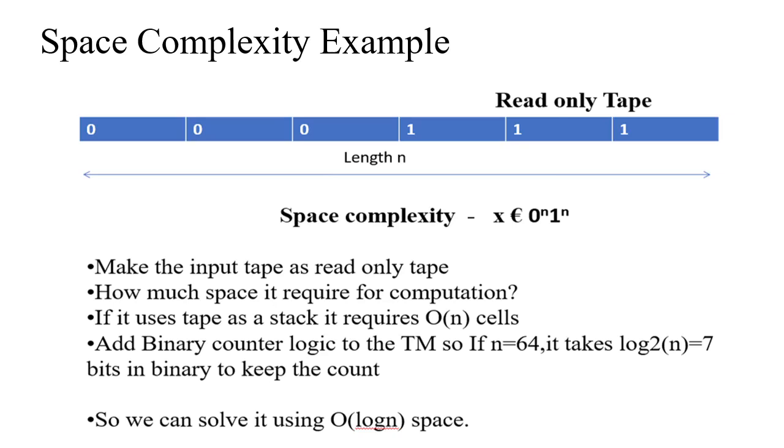Space complexity example. Space complexity of the following input: x belongs to 0^n 1^n. Make the input tape a read-only tape. How much space does it require for computation? If it uses the tape as a stack, it requires order of n cells. Add binary counter logic to the Turing machine. If n is equal to 64, it takes log base 2 of n, which is 7 bits in binary, to keep the count. So we can solve it using big O of log n space.